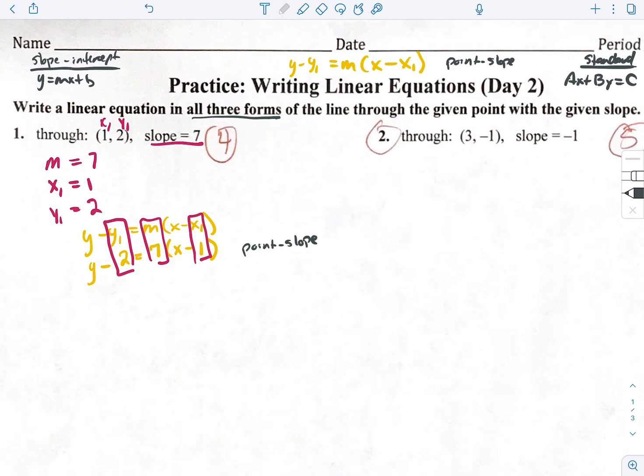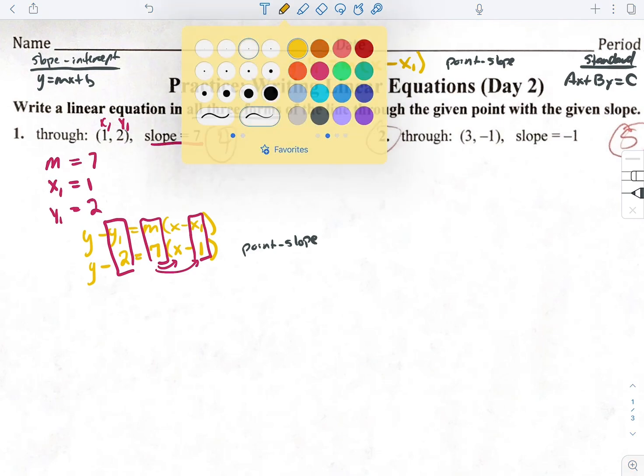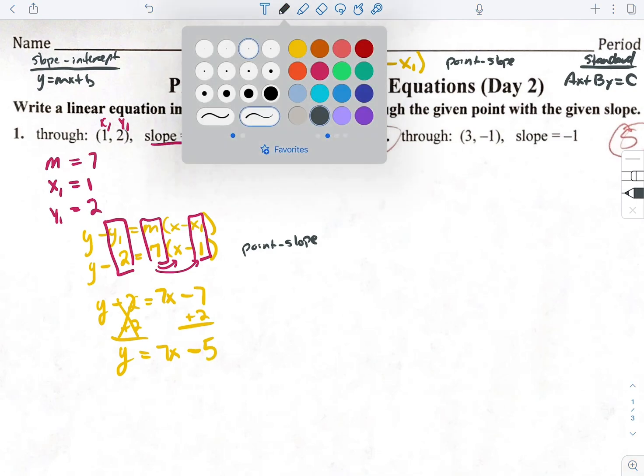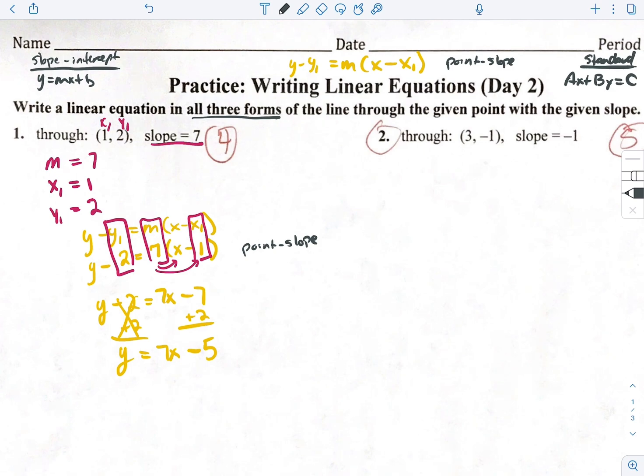If we want to turn this into slope intercept, then we just need to distribute the 7 inside here. And we have y minus 2 equals 7x minus 7. Add 2 to each side, and we have y equals 7x minus 5. So this is slope intercept form.